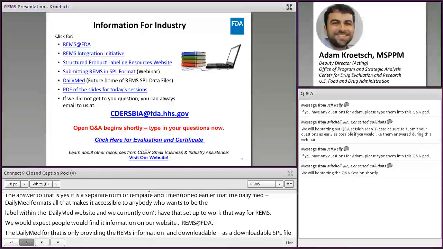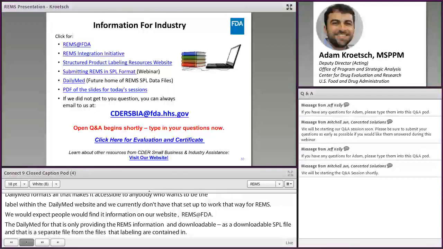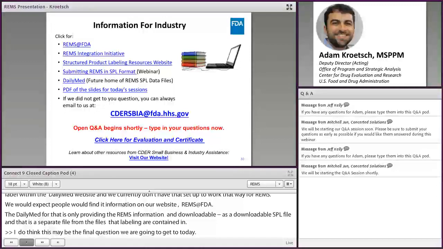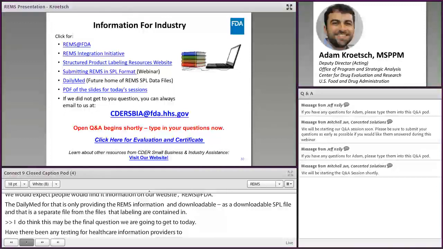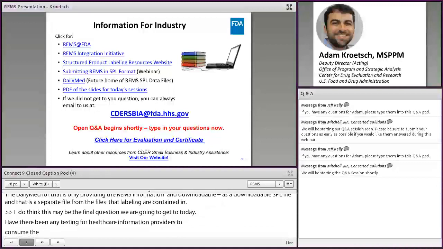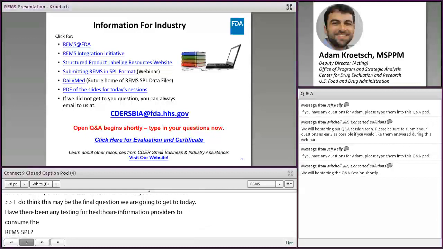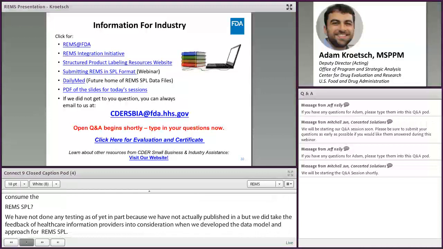Next question, and I do think this might be the final question we're able to get to today. Have you done any testing with healthcare information providers to consume the SPL REMS? We have not done any testing as of yet, in part because we haven't actually published any SPL REMS, but we did take the feedback of healthcare information providers into consideration when we developed the data model and approach for SPL REMS. So we are hopeful that they will be able to make use of the information that's provided in SPL format. And we're also very interested in working with and hearing from any healthcare information providers who do wish to use the SPL REMS in the future. So we do hope to continue to work with healthcare information providers in the future.